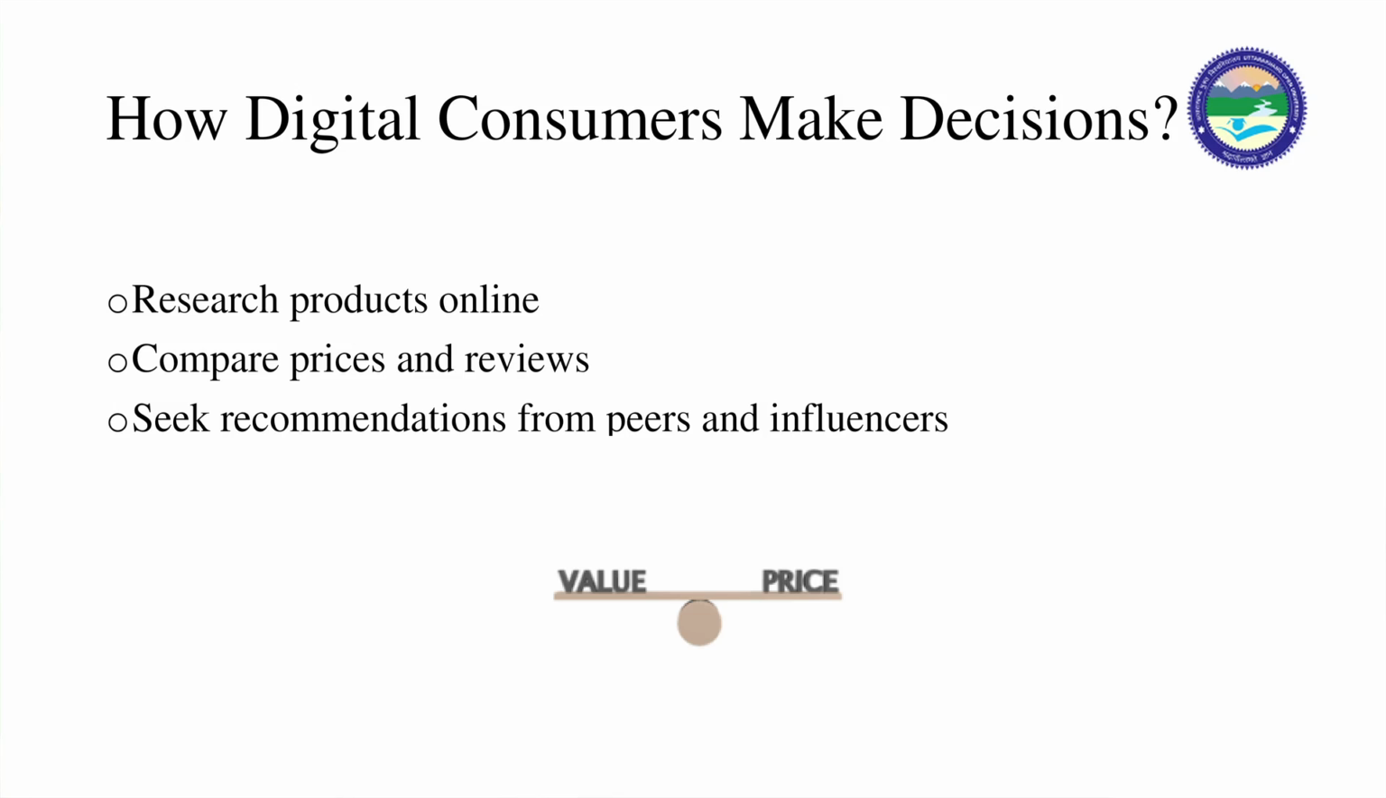The second point, which is very important in decision making, is comparing prices and reviews. Digital consumers compare prices on different platforms to find the best deal. They read consumer reviews and ratings on e-commerce websites and review platforms. Also, sometimes they explore third-party comparisons on websites like PriceGrabber or Google Shopping. Reviews play a vital role in decision making.